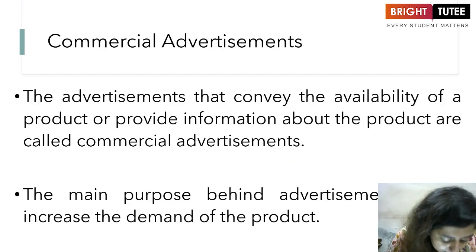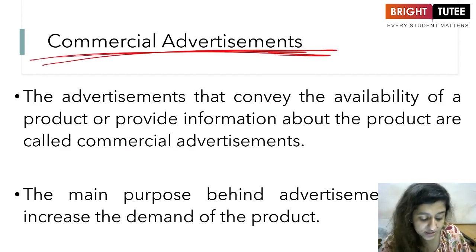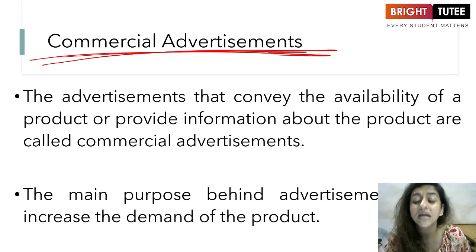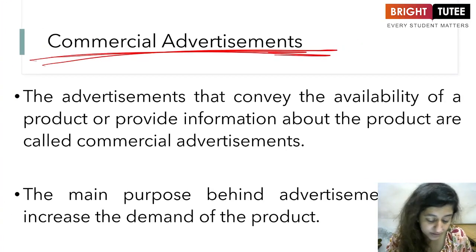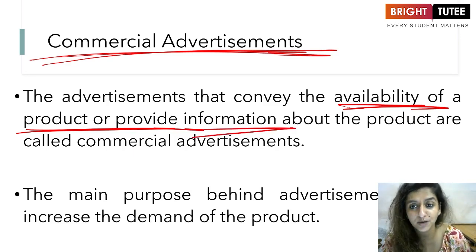So here comes the concept of commercial advertisements. There are two kinds of advertisements. One is the commercial advertisement, and the second one is the social advertisement. There are more forms as well, wherein you talk about political advertisements. First we talk about the concept of commercial advertisements. The commercial advertisements convey the availability of a product or provide information about the product. When you get to know that there is so-and-so product available with such specifications, such information, usage, everything, that is the commercial advertisement.